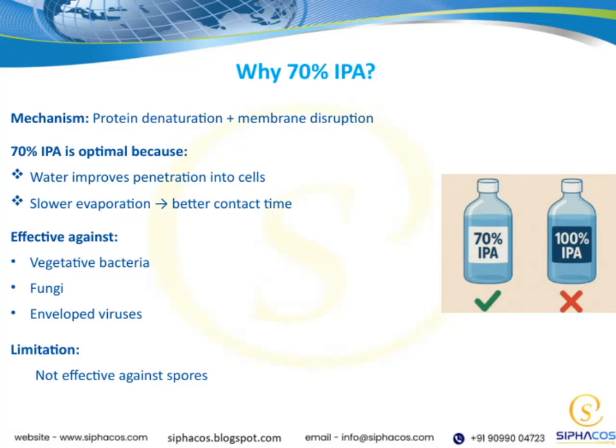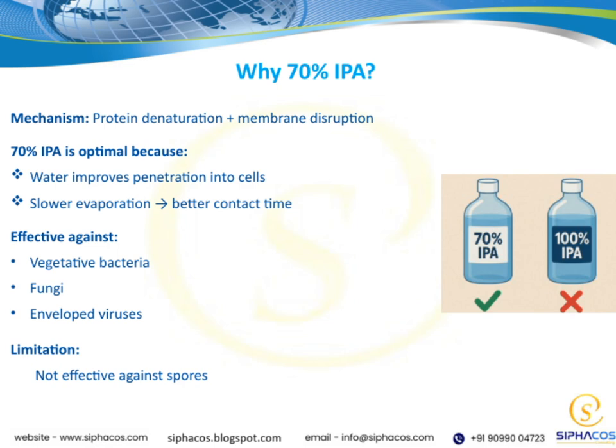So, why do we use 70% IPA for disinfection? Well, the key lies in its mechanism of action, which involves both protein denaturation and membrane disruption. Essentially, the alcohol breaks down vital proteins in microorganisms and destroys their cell membranes, leading to effective sterilization. 70% IPA is considered optimal because the water content actually helps improve penetration into the cells. It allows the alcohol to diffuse more effectively through the microbial cell walls.